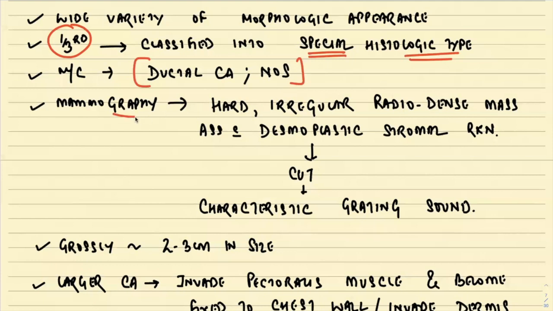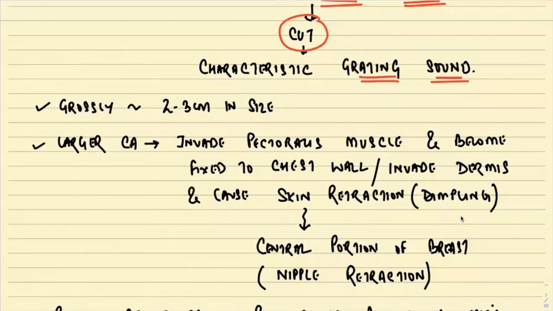Now, if you do a mammography, you are going to see a hard, irregular, radiodense mass, which is associated with desmoplastic stromal reaction. Desmoplasia means increased fibroblastic reaction, increased fibrosis. So if you cut a breast tumor, it will have a characteristic grating sound. I will show you the diagram. Grossly, before the invasive breast carcinoma is detectable, it grows to 2 to 3 centimeters in size.